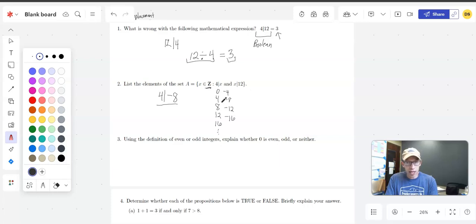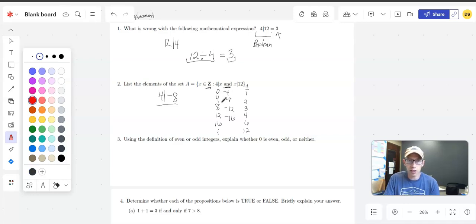And then x divides into 12. Notice 0 does not divide into 12. There's no integer we can multiply by 0 to get 12. But 1, 2, 3, 4, 6, and 12 all divide into 12, as well as the positive and negative versions of all of those. So I'm just going to put positive and negative here temporarily. Now let's work with that second set. We notice we have to have and, so we have to be in both sets here.